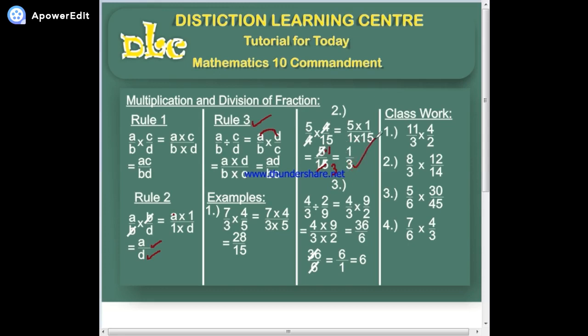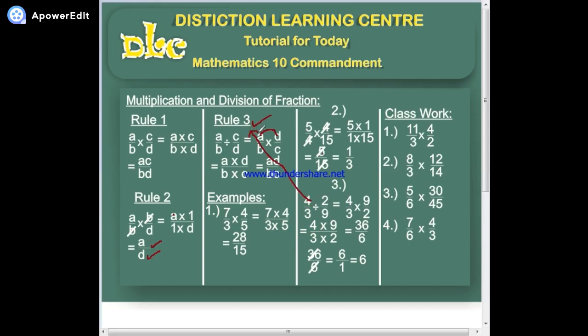Now, let's move to example 3. Example 3 says 4 over 3 divided by 2 over 9. So, how are we going to solve this? We are going to make use of Rule 3. That is the reciprocating rule.